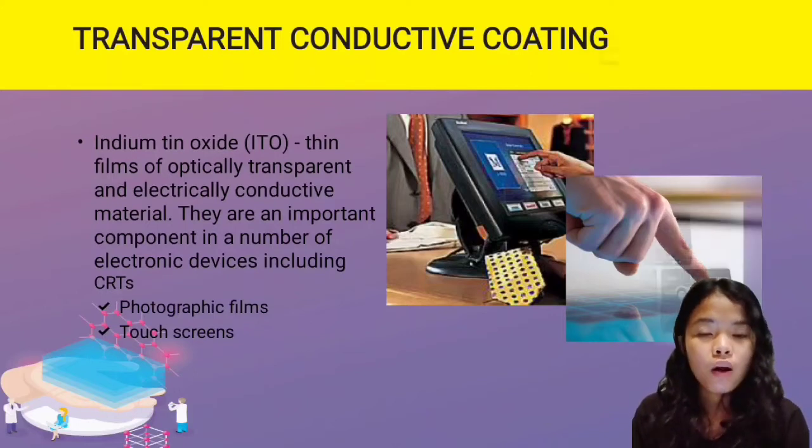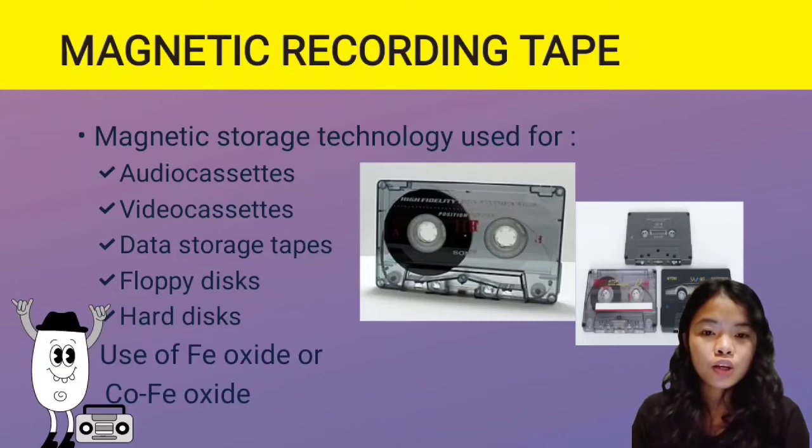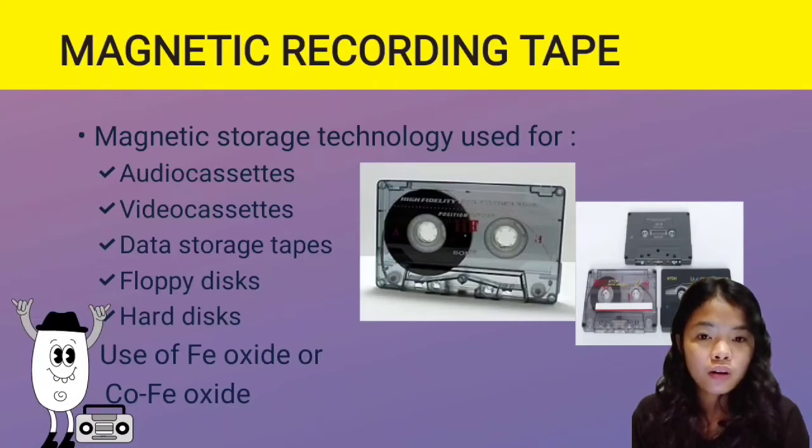The second one is the magnetic recording tape. Magnetic recording tape is the oldest platform of recording audio and video and even information. It is composed of metallic materials such as iron oxide, which is magnetized in the tape head to store the information. This technology is used for audio cassettes, video cassettes, data storage tapes, floppy disks, and hard disks.